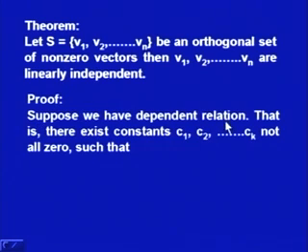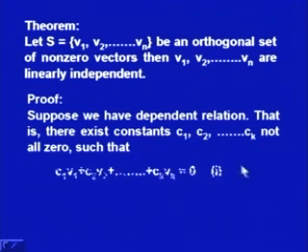Suppose we have a dependent relationship between v1, v2, up to vn, that means they are not independent. Let us say they are dependent vectors. Then there exist constants c1, c2, up to cn, not all 0, such that c1 v1 plus c2 v2 plus up to ck vk is equal to 0. There must be some k vectors, not necessarily all n, that may be linearly dependent. So c1 v1 plus c2 v2 plus up to ck vk is equal to 0.